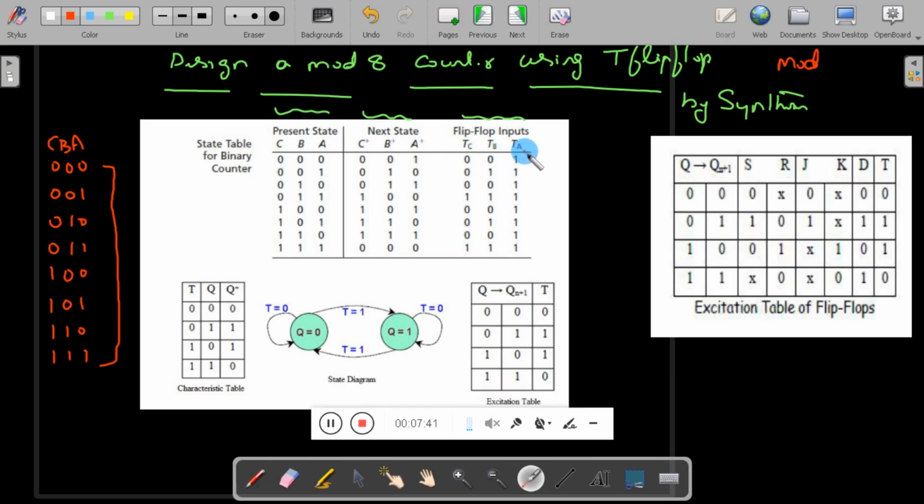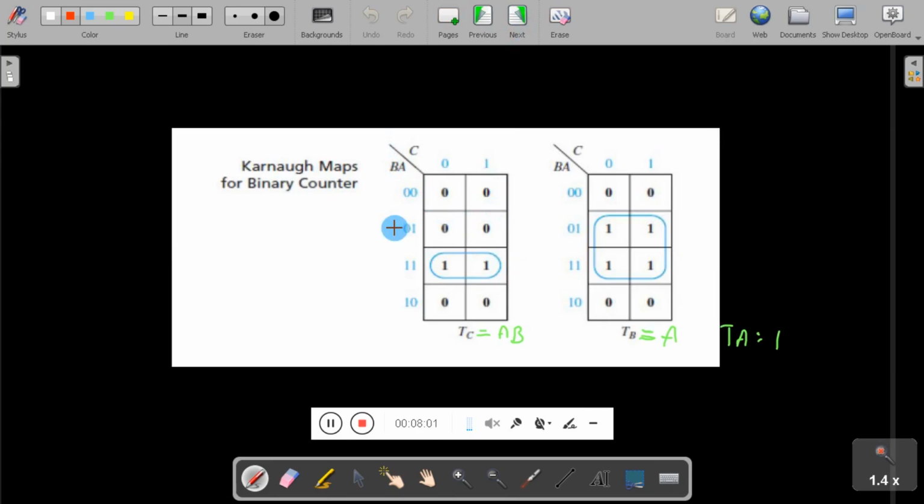So now here you can see, since all the minterms of TA are 1, the value of TA is equal to 1. So directly I can write here the value of TA is equal to 1. So now I need to solve this one for TB and TC. Now you can see here the representation of TB and TC by using 3 variable K-map as shown here.